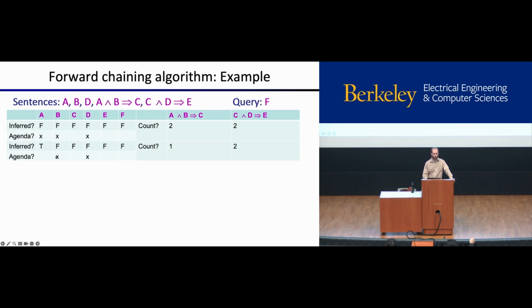Okay, next up, B. We'll remove B from the agenda, set the inferred value equal to true. Because it's newly set to true, it wasn't true already, and this happened in the last step too, we look for B over here. Here it is. It's one of the premises in here. So we decrement the count of premises left to check for here, and we get to zero. So we've inferred all of the symbols in the premise of this sentence, so we can conclude the conclusion. So we add it to our agenda. There it is. C gets added to the agenda.